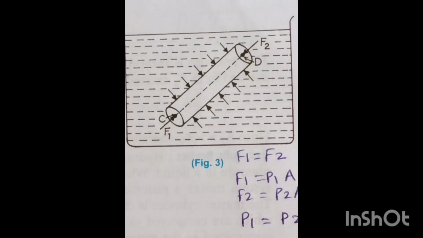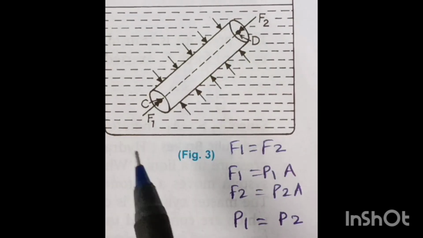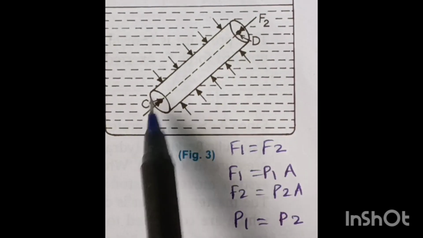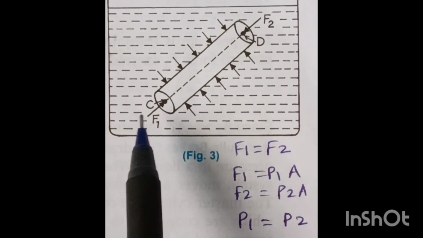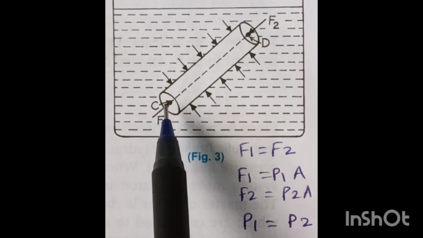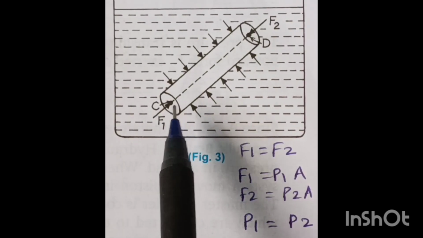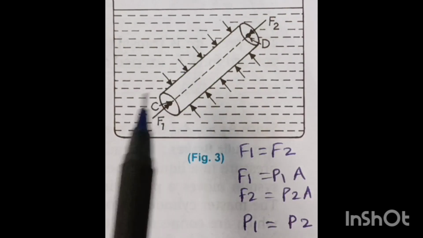Now let us imagine a right circular cylinder in the liquid with the line CD as the axis, and the points C and D are at the centers of the surfaces. Okay, surface of the cylinder. Now let us consider the liquid inside the cylinder, which is in equilibrium under the action of forces exerted by the liquid outside this cylinder.